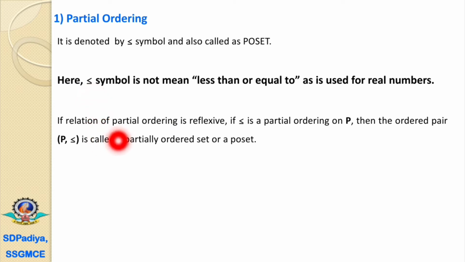If a relation of partial ordering is defined on the set P, then the ordered pair is denoted by P comma this symbol. It means that on a set P there is a partial order relation. It's called a partially ordered set or a POSET.